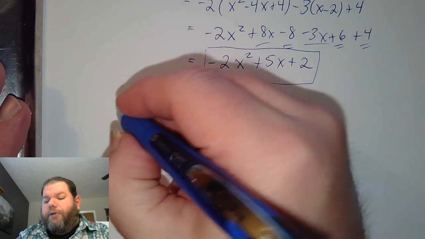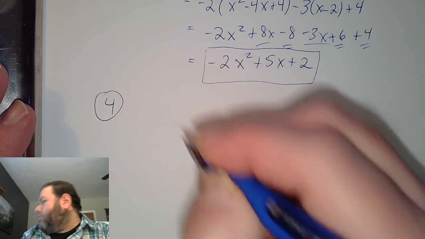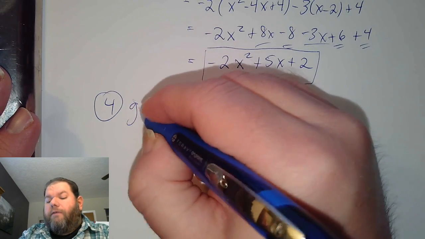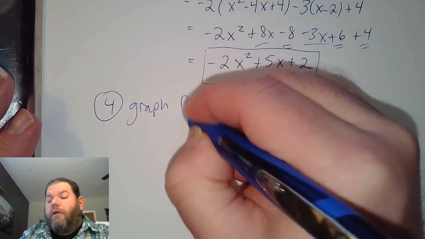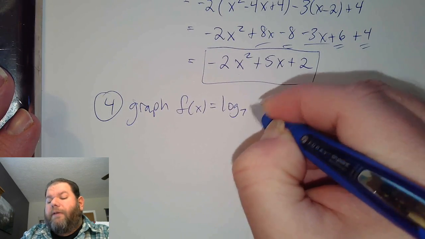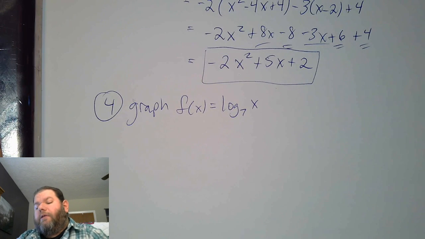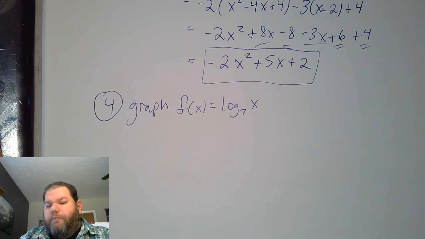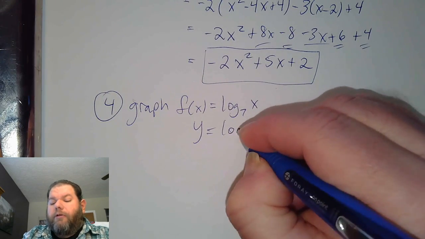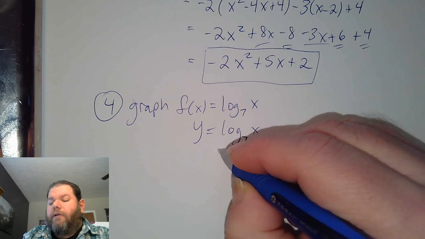Okay, number 4 there. We want to graph f of x equals log base 7 of x. Now, we think about it like this. We have y equals log base 7 of x.